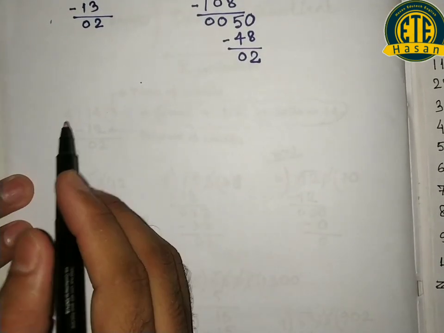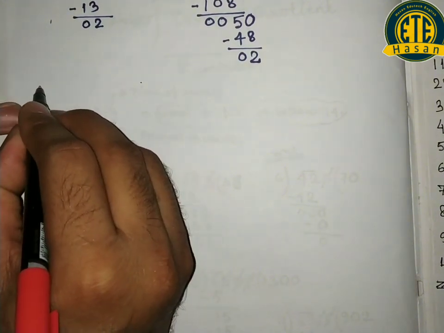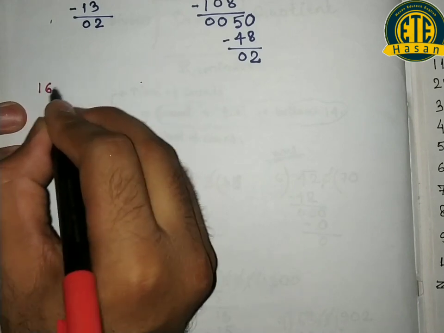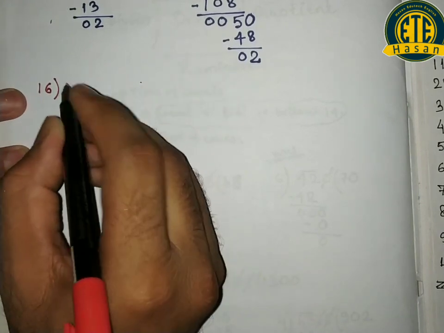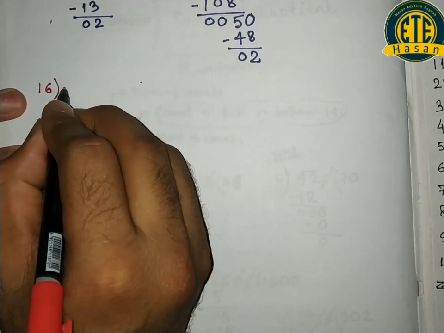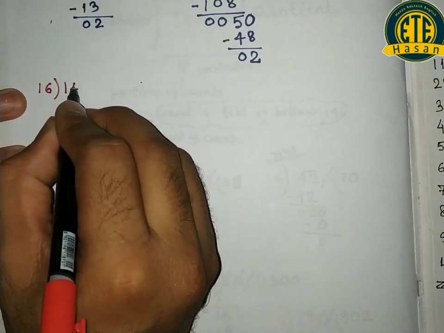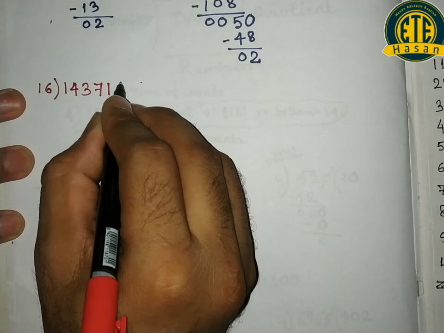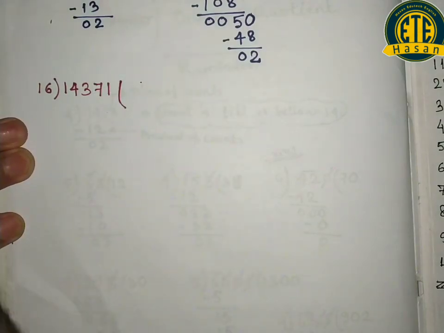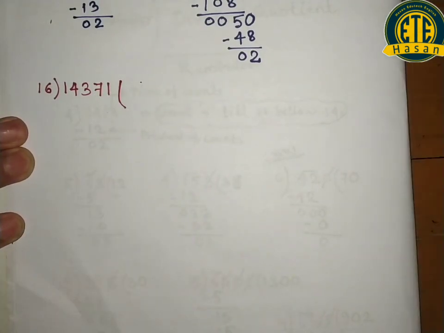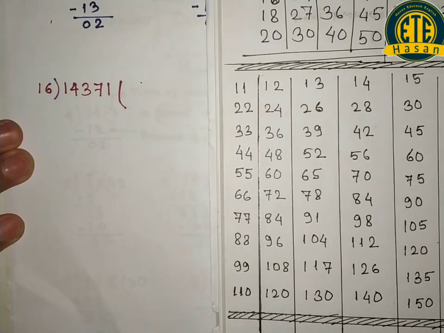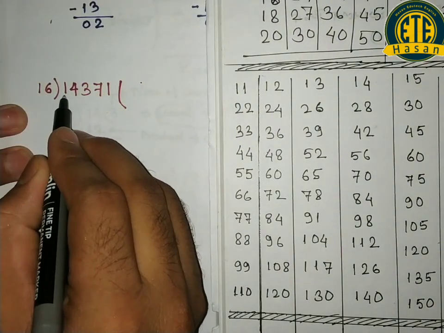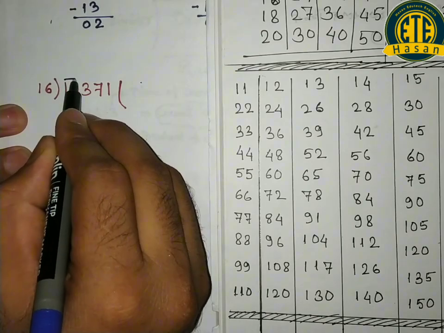So let's take a bigger number, like dividing by 16, and dividing 14371. This is a bigger number, so let's solve it. Here is 16, and here is a 2 digit number. So firstly I will take a 2 digit number.